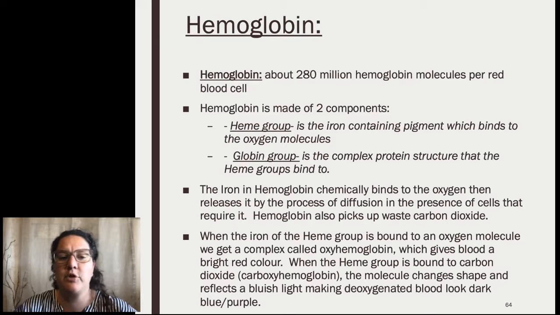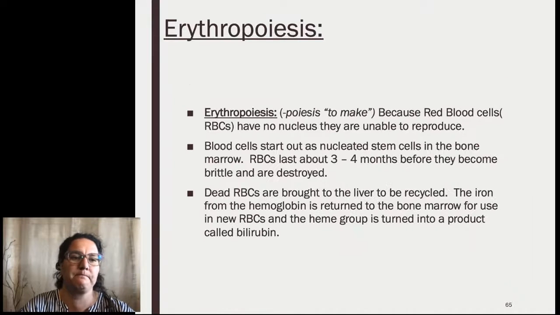So the iron in hemoglobin chemically binds to the oxygen, creating that oxyhemoglobin compound. And the hemoglobin also picks up carbon dioxide to take it back to the lungs to exhale. When the iron of the heme group binds to the oxygen, we get that molecule oxyhemoglobin, which gives that blood a bright red color. Deoxygenated blood typically looks dark blue, purple, but if we ever cut ourselves, we only see oxygenated blood because it will immediately bind to the oxygen in the environment.